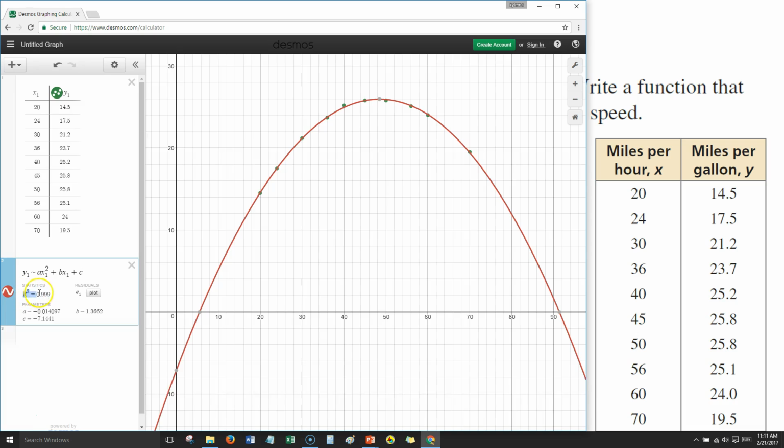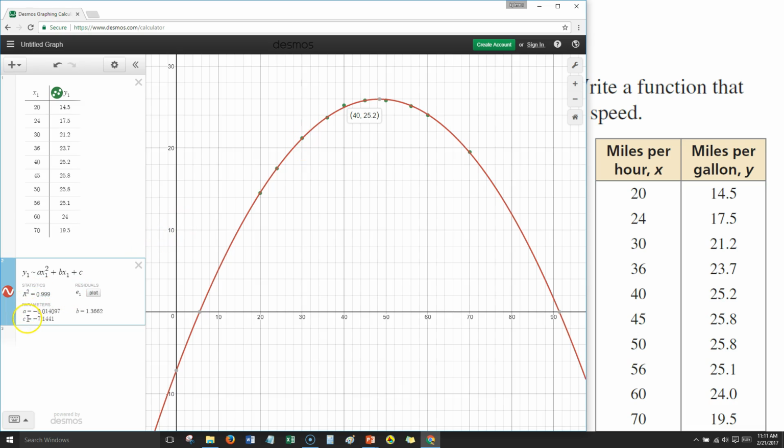This number here, r squared, the closer that is to 1, the better that data fits. If it's exactly 1, then that means that the parabola that they give you with this a, b, and c goes right through all of the points. So this doesn't go right through all of the points, but it goes pretty doggone close, right? It looks like we missed one here, and maybe this one's a little high, but that looks like a pretty good approximation for this data.